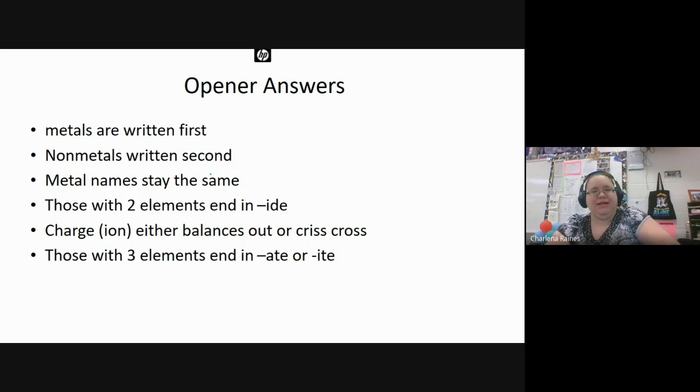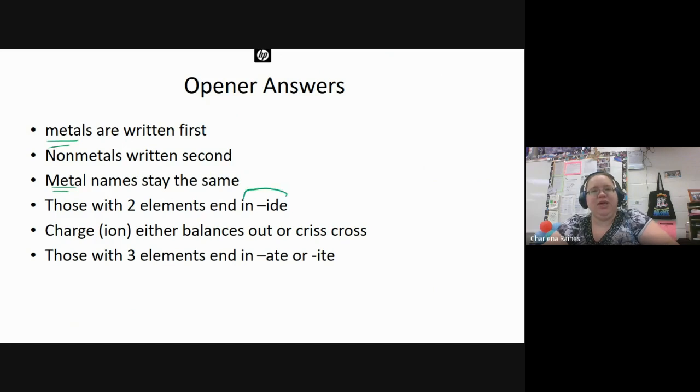Now, a couple of things that I did not note with the opener was that on all of them, the metals are written first. And that's one of the first and foremost rules. The most metallic element is always written first. Also, the metals didn't change their name. So the metals always keep whatever their name is, and the non-metals are the ones that actually change their ending.